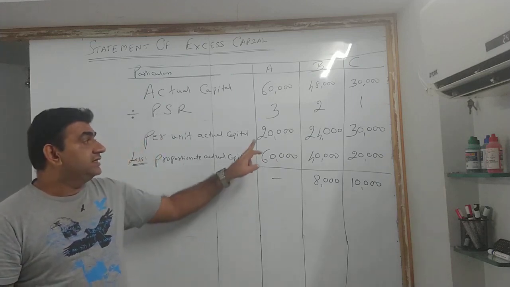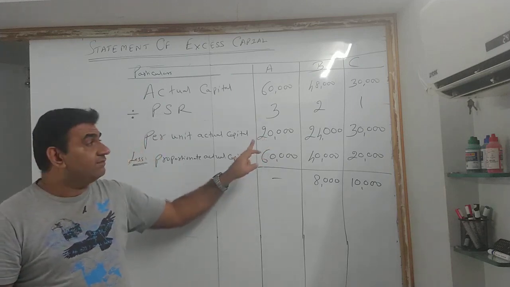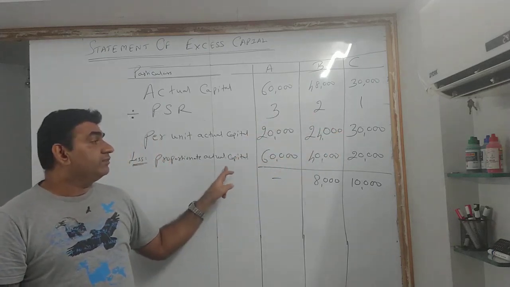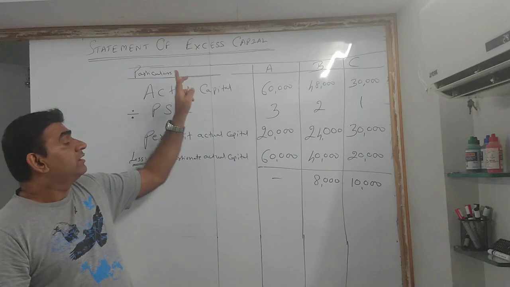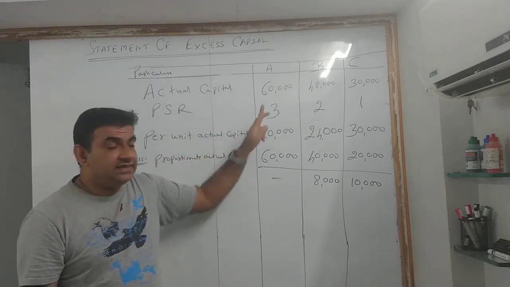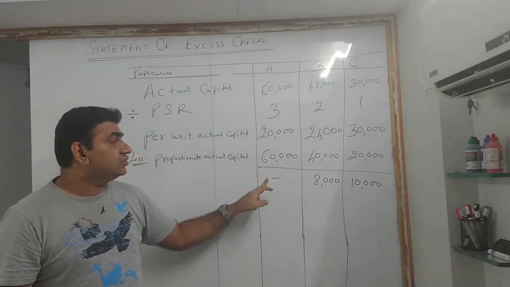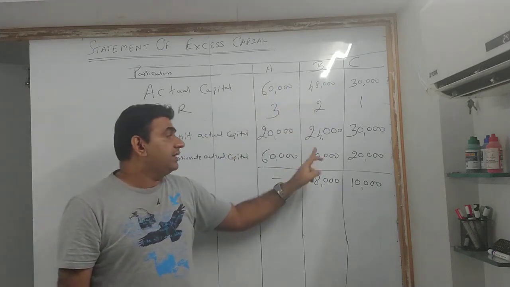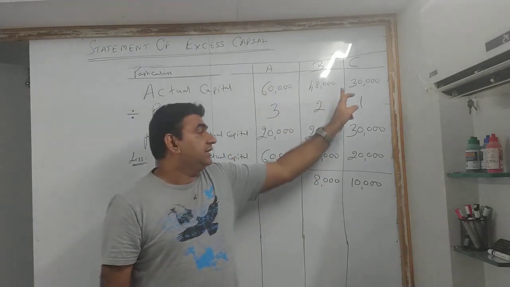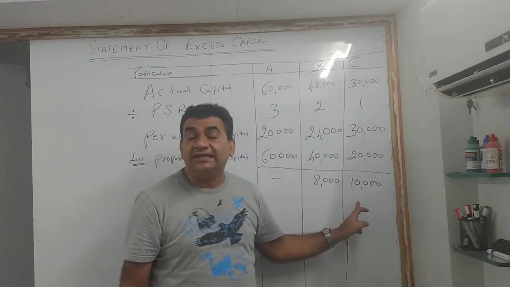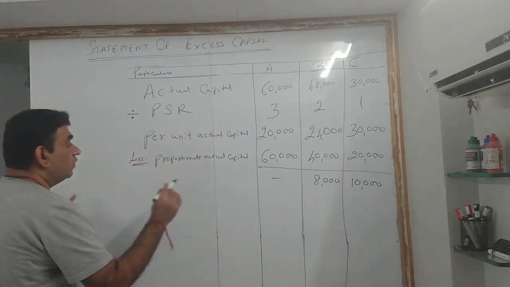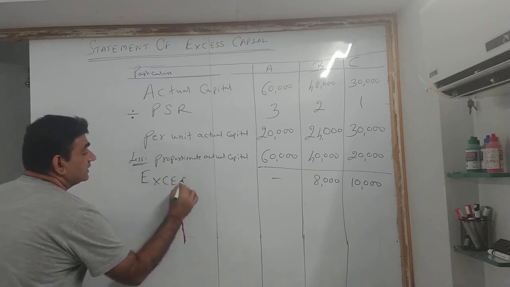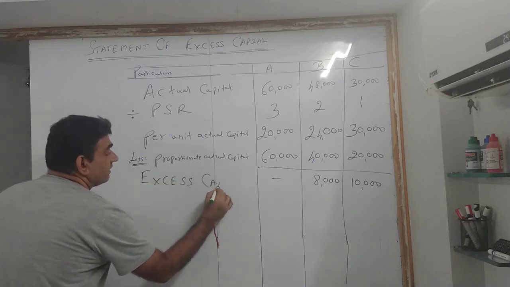Getting it? I'll repeat. You take the lowest per unit, multiply that lowest by all the 3 PSR. That is your proportionate actual capital. From your actual capital minus the proportionate actual capital: 60 minus 60, 0. 48 minus 40, 8,000. And 30 minus 20, 10,000. This is what you get, and it is called excess capital.